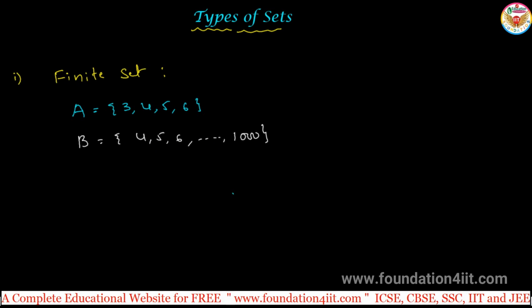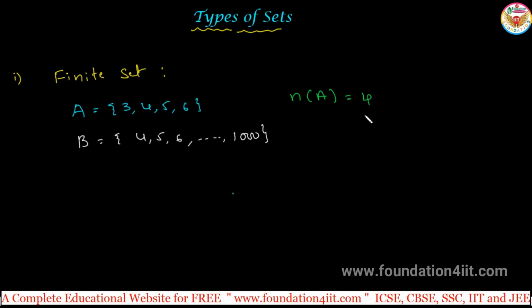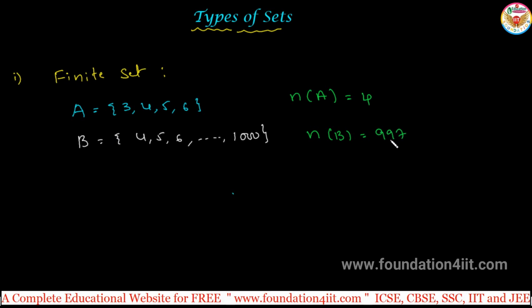Here is one more word, the cardinal number of a set. Cardinal means the number of elements in the set, n of A. The number of elements in set A is 1, 2, 3, 4, right? So that is the cardinal number. So n of B. How many elements in set B? Total 1000, but 1, 2, 3 is missed, so 997. Right? This is the cardinal number of a set, and that we can find only for a finite set.